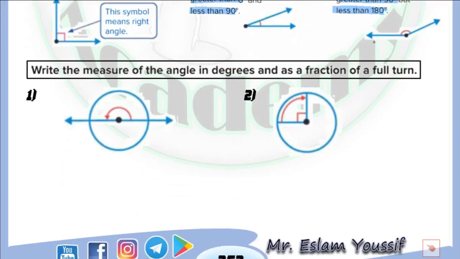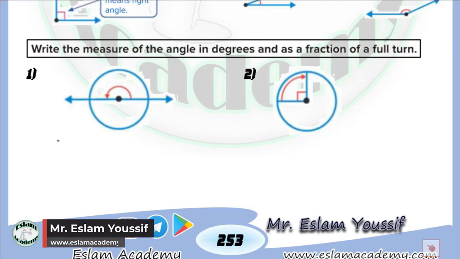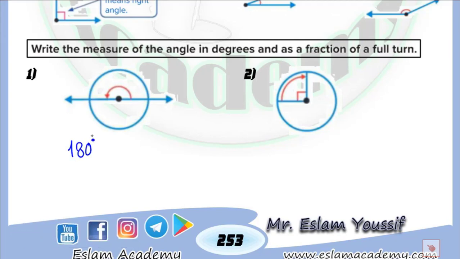After that, we have a circle. If you look at the circle, you will find that the measure of the whole circle is equal to 360. It means if you make one full round or one full turn, it will be exactly 360. In question number 1, we have only a half circle. Half circle means half turn, so it will be represented by 180 degrees, because we said one full turn is 360. So half turn is equal to 180 degrees.